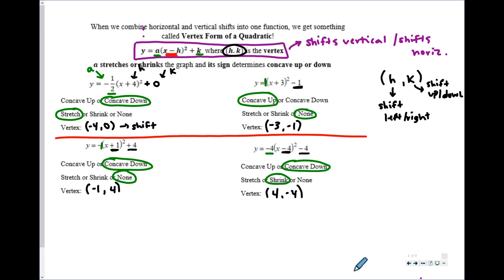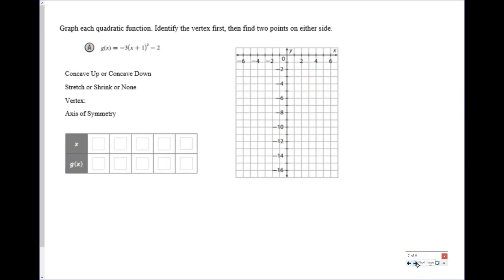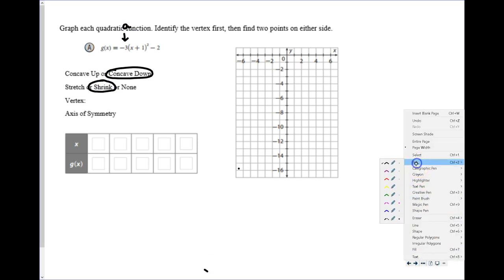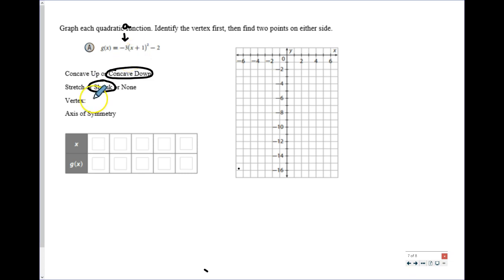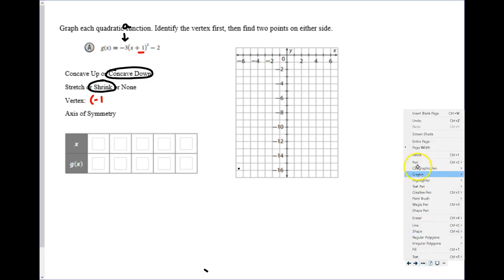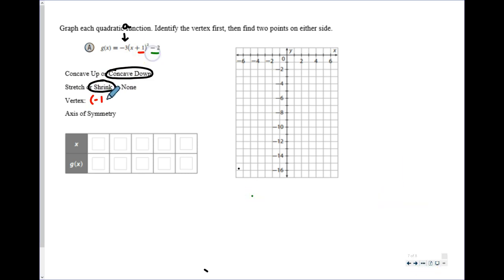Alright, so now let's combine all of this together into graphing a function in vertex form. Okay? So before I put this in my calculator, I'm going to go ahead and get some information first. From this graph, I can see that it's going to be concave down, because my A is -3, and it's going to be a shrink because that's a 3, not a fraction. Now I'm going to find my vertex: a shift left 1, because there's my 1, and then a shift down 2, so my vertex is -1, -2.